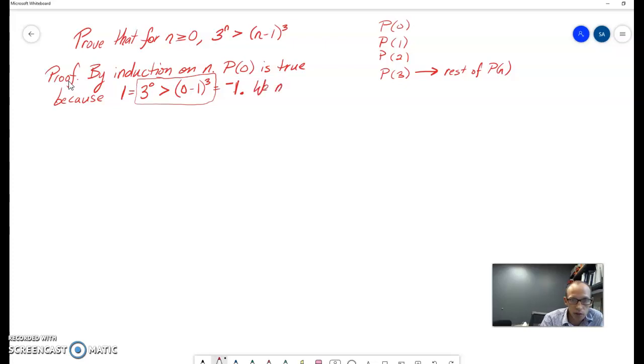So now we assume P of k true for some k greater than or equal to 0. So 3 to the k is greater than k minus 1 cubed. Now, again, it may feel like cheating. You may be like, well, how can you just say that? You could just put any statement in here and then your P of k would be true.